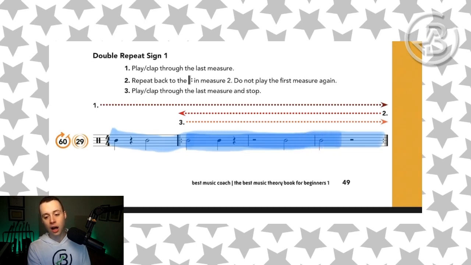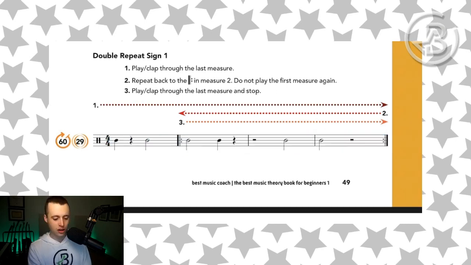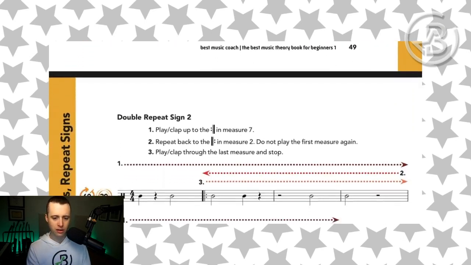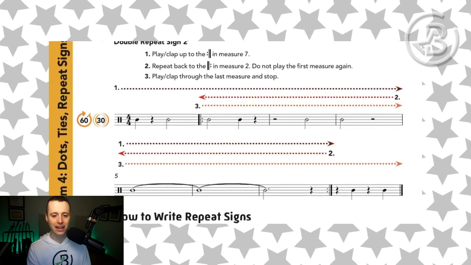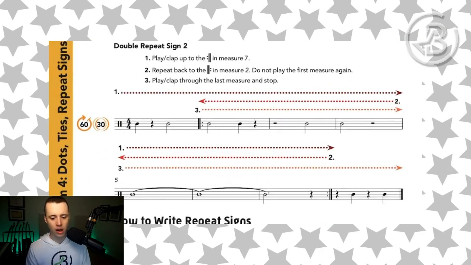Ta, ta. So that is how a double repeat sign works. It actually bounces us back and forth between the two repeat signs. Now let's look at a double repeat sign over 8 measures instead of 4 measures.